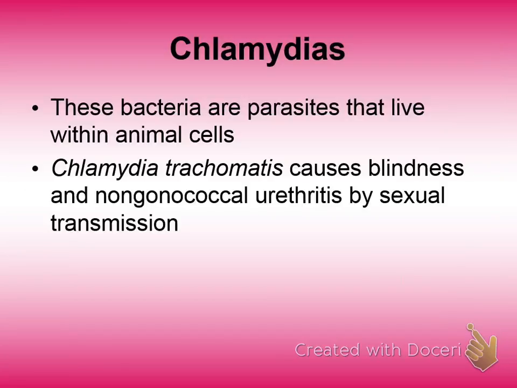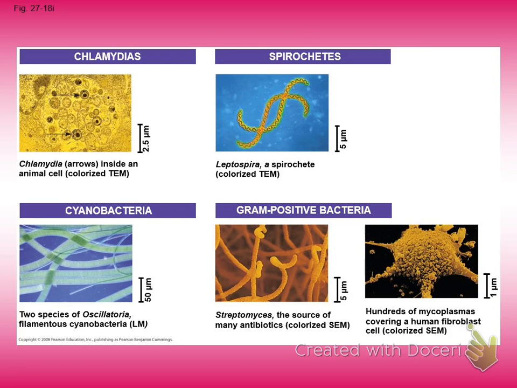Picture of that. Chlamydia. These bacteria are parasites. They live within animal cells. Chlamydia trachomatis includes the blindness and non-gynecological urethritis in sexual transmission. So this is the most common STI or STD that is out there, chlamydia. And it can be cured because it is a bacteria, with antibiotics. So if you get chlamydia, you can go to the doctor and get it fixed.